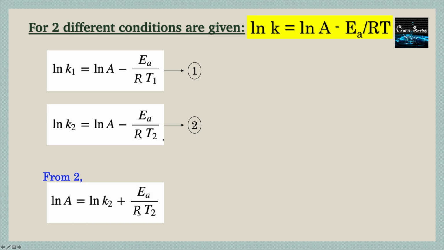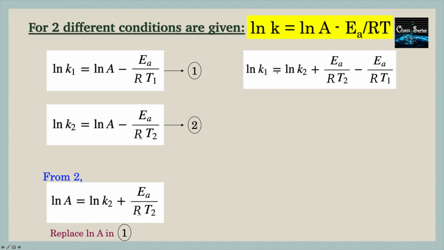And from the second equation, bring this minus EA by RT2 over to that side. So it becomes ln A equals ln K2 plus EA by RT2. Okay, and replace this ln A in your equation number 1. So it becomes ln K1 equals, in place of ln A we are replacing ln K2 plus EA by RT2. So ln K1 equals ln K2 plus EA by RT2 minus EA by RT1.